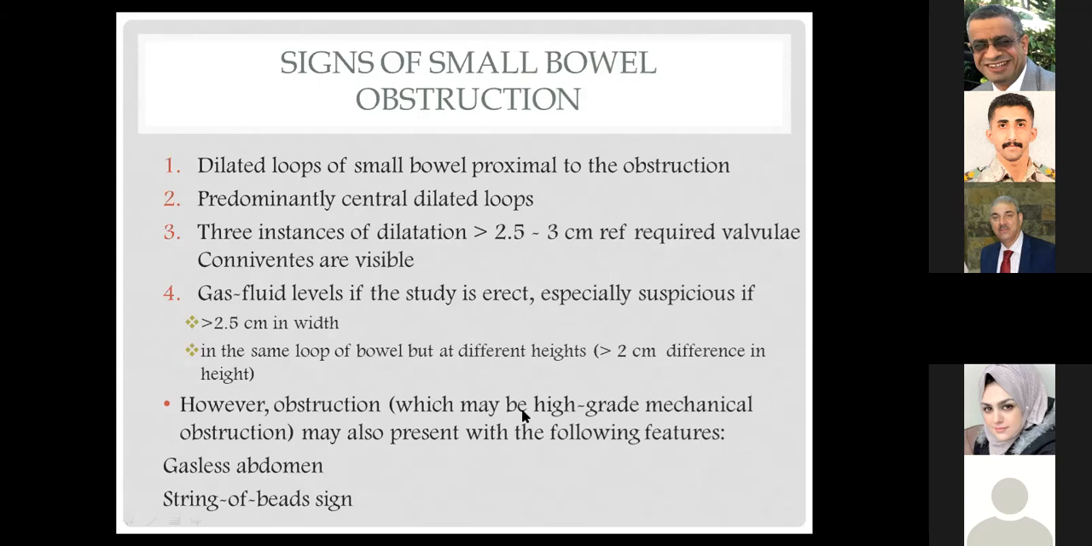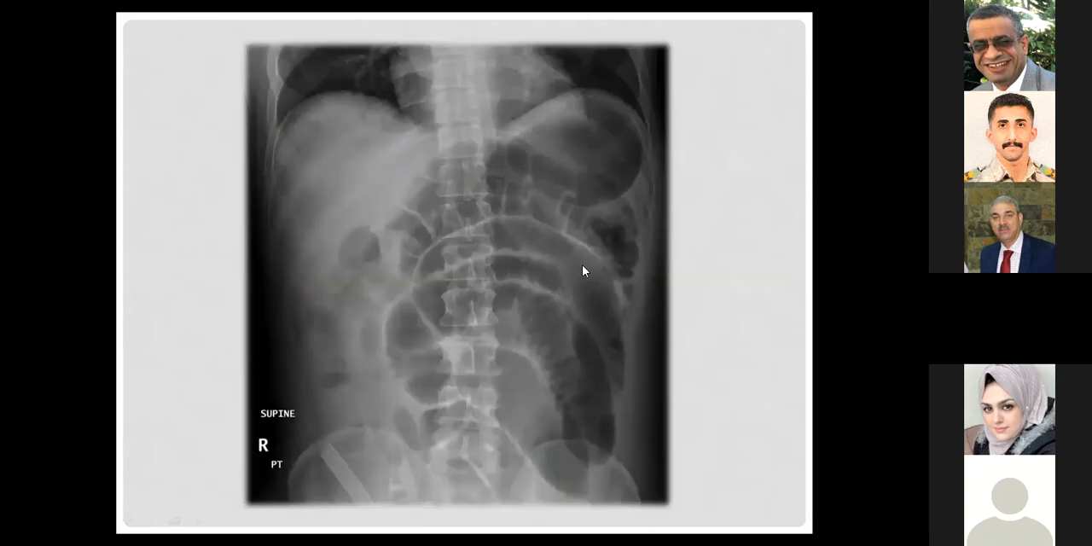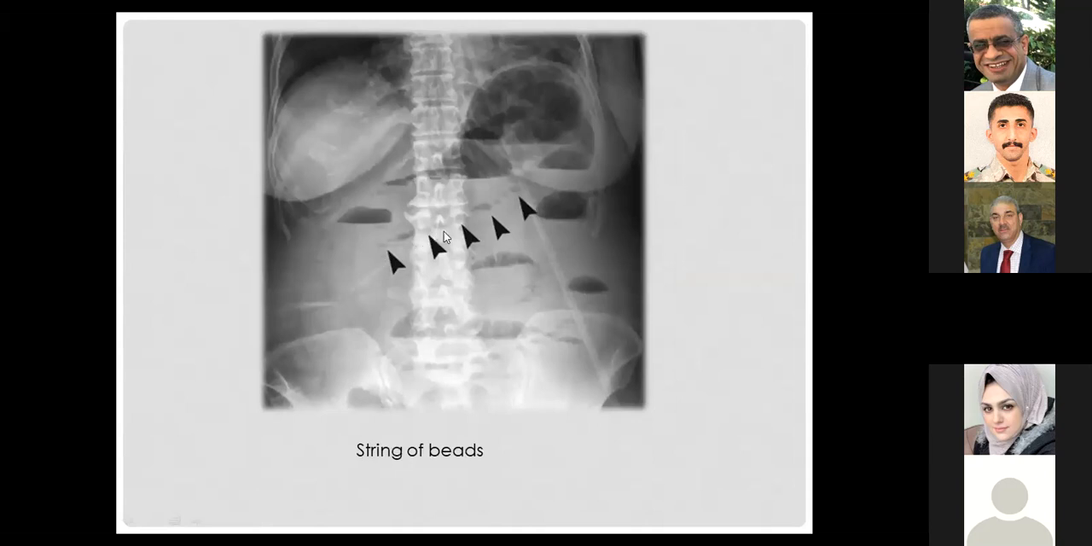Obstruction, which may be high-grade mechanical obstruction, may also present with the following features: gasless abdomen, string of beads sign, noting a small bowel obstruction. We can see here the air fluid levels. Here is distended small intestine, which is central, and we can see the valvulae conniventes and stack of coins. This is a string of beads, which is a typical sign of high mechanical obstruction.